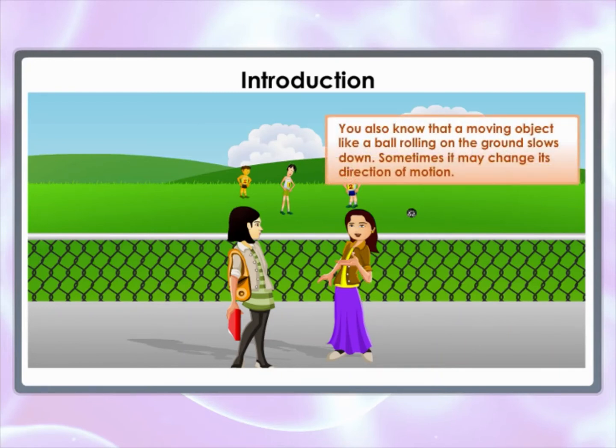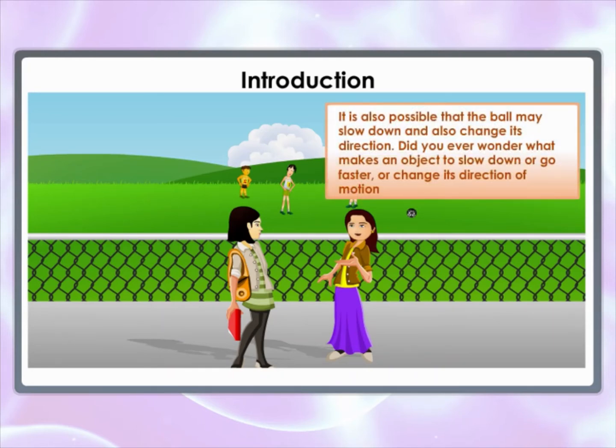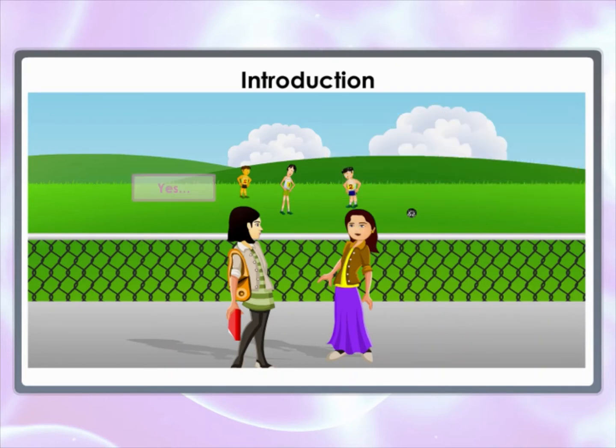You also know that a moving object like a ball rolling on the ground slows down. Sometimes it may change its direction of motion. It is also possible that the ball may slow down and also change its direction. Did you ever wonder what makes an object slow down, go faster, or change its direction of motion?